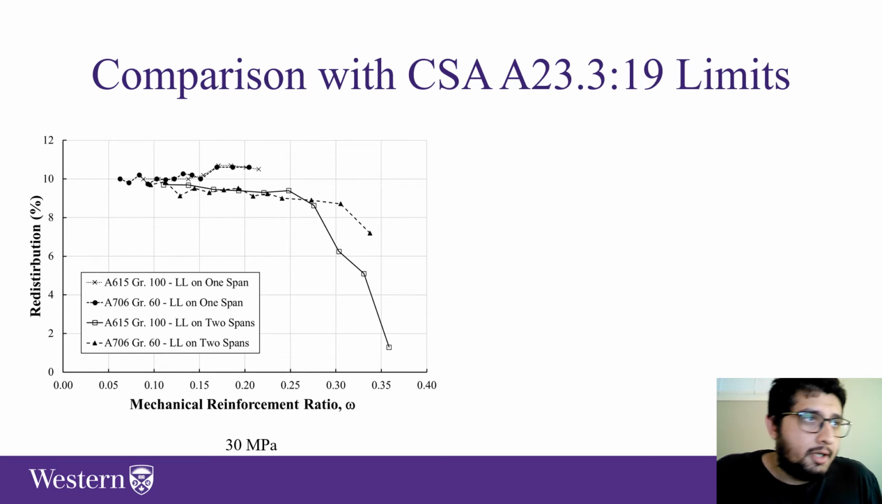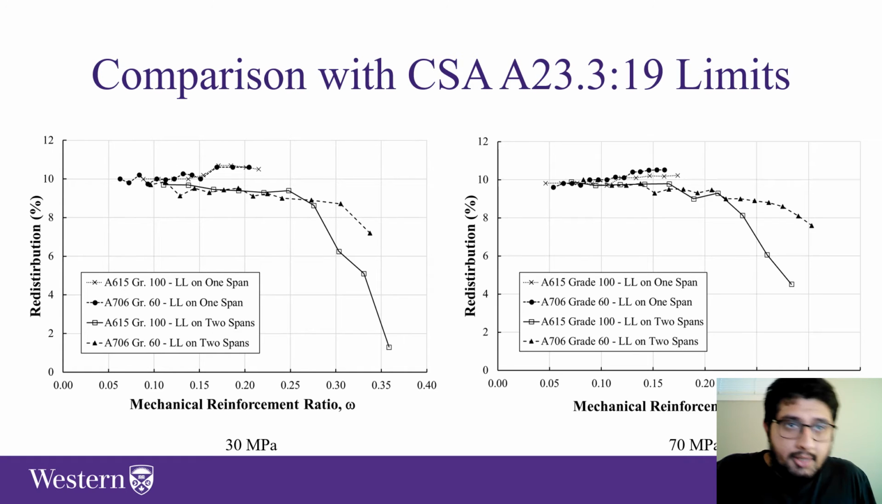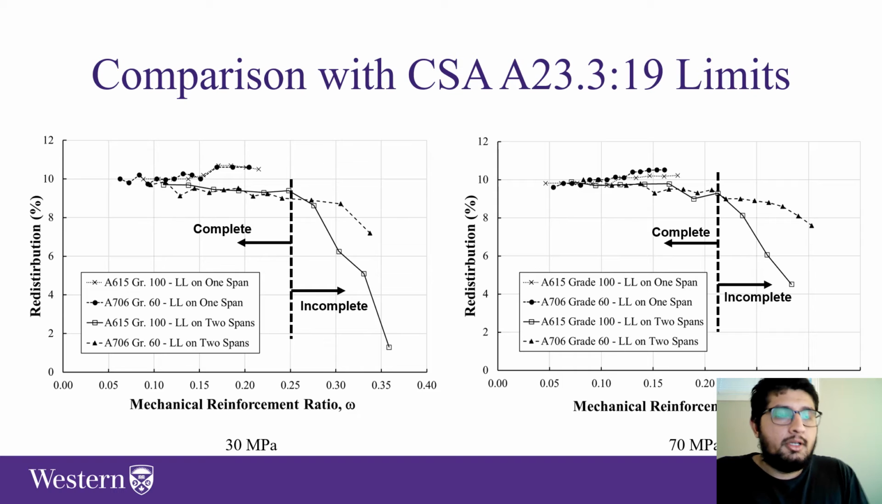If we look at the total moment redistribution results for concrete compressive strengths of 30 MPa and for 70 MPa, which is the figure on the right hand side. And let's first consider the complete collapse mechanism cases, which are the values to the left of the vertical dashed line. To the right we have incomplete collapse mechanism cases.